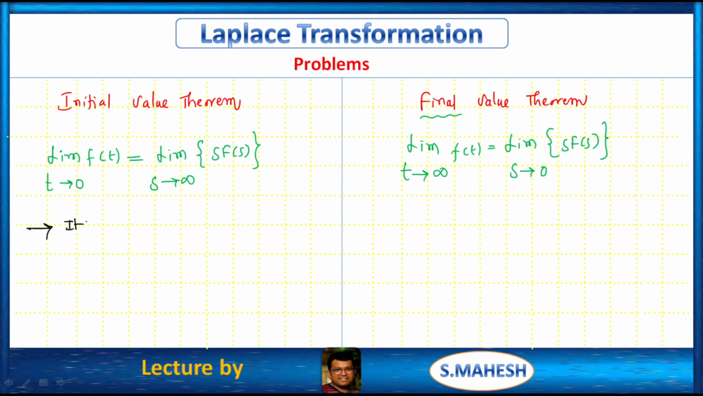It can provide the information regarding the initial value. Why do we need this final value theorem?